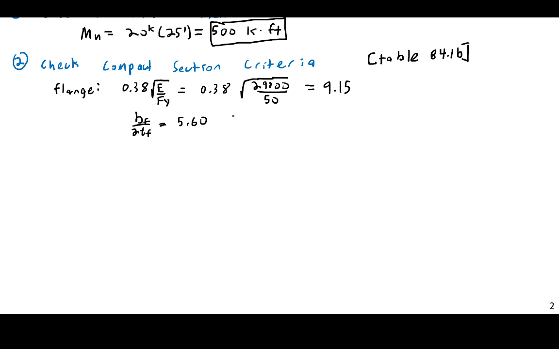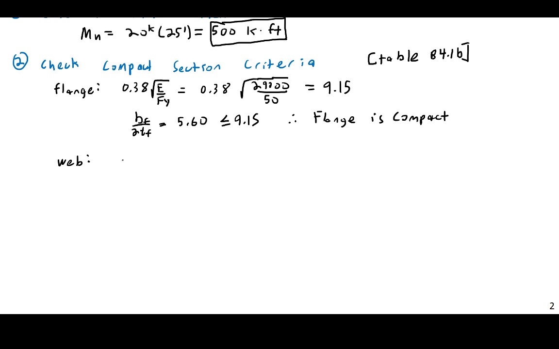But anyway, this is 5.60, and this is clearly less than 9.15. Therefore, our b over 2tf is less than 0.38 times the square root of E over Fy. Therefore, the flange is compact. Our flange is compact. Then our web.